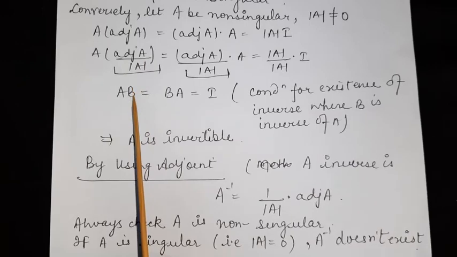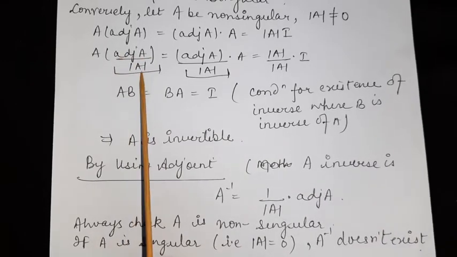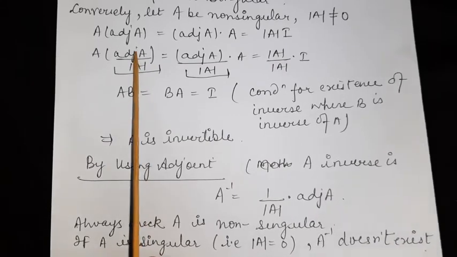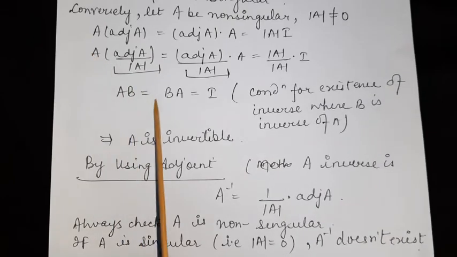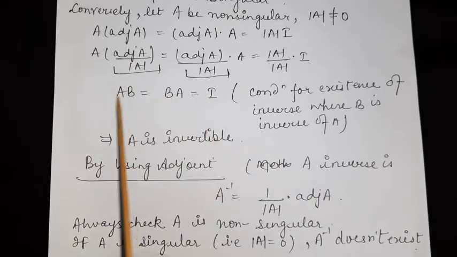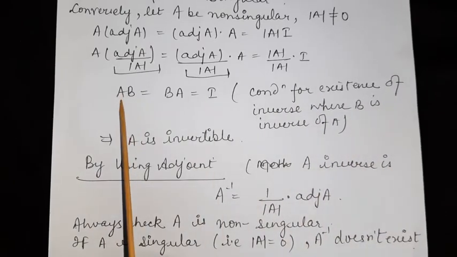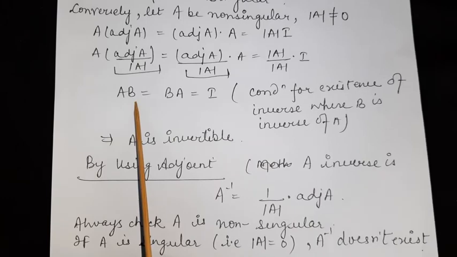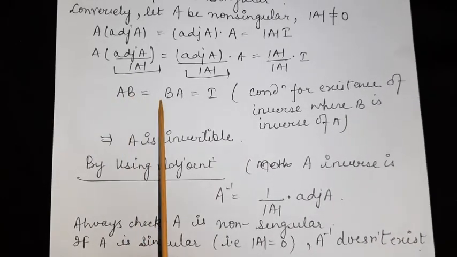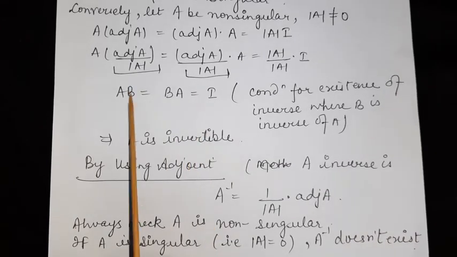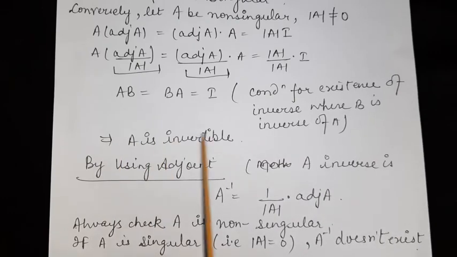And why capital B? Because adjoint A is a matrix, and any matrix when multiplied with a scalar will remain a matrix only. So anyhow we are going to get a matrix here. So this will give us AB equals BA equals I, and this is nothing but the condition for existence of inverse. If for a matrix A we are able to find a matrix B such that A into B equals B into A equals I, then B is nothing but the inverse of that matrix. So this implies that A is invertible.